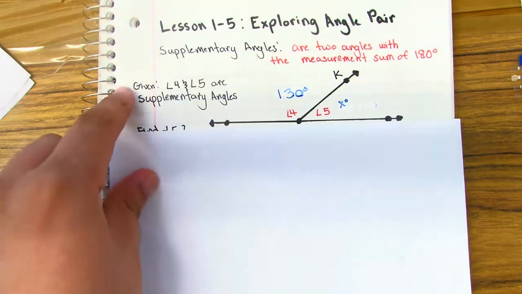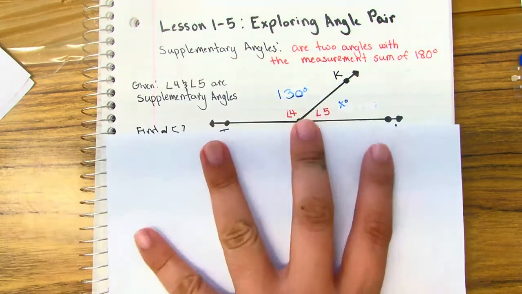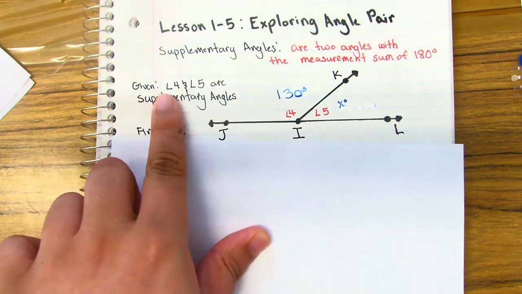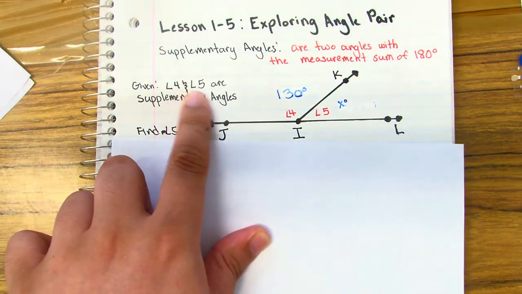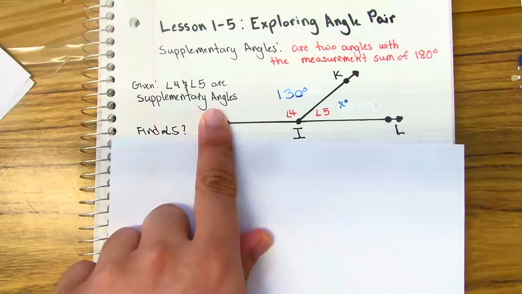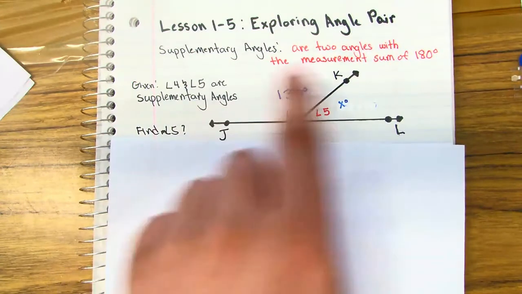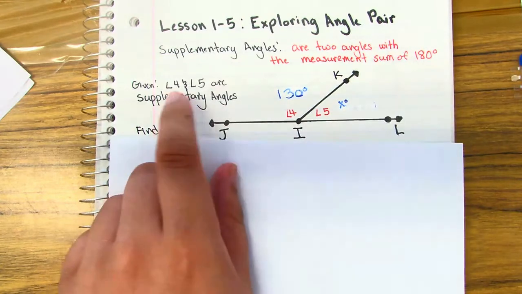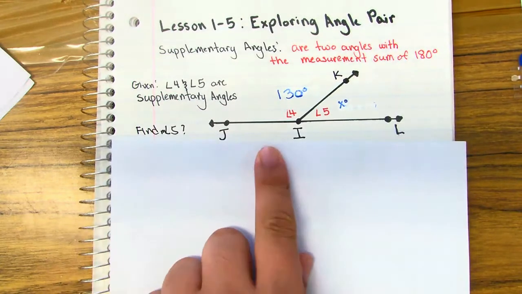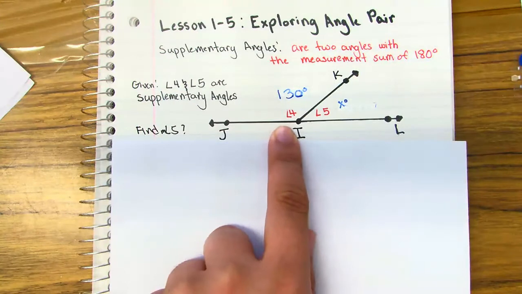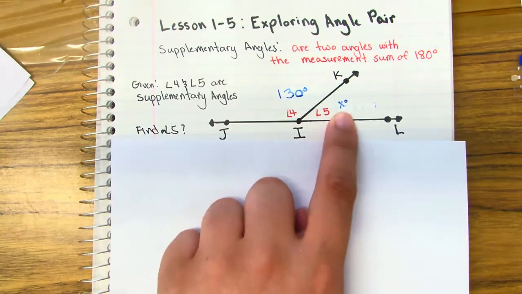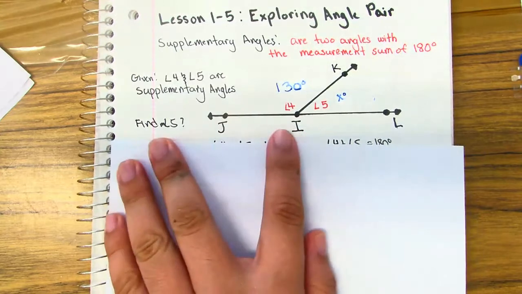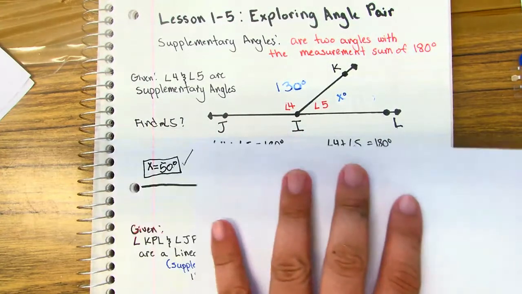Okay. Here, once again, it's really important to read the givens. That is your key. Given here, angle 4 and angle 5 are supplementary angles. What does supplementary angles mean? That means they equal the value of 180 when the two angles are added. Here you have the value of angle 4, which is 130, angle 5, which has the value of x, and we need to find the value of angle 5.